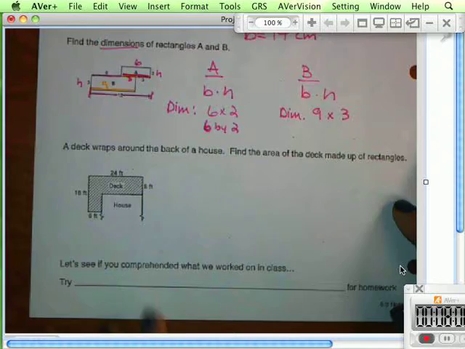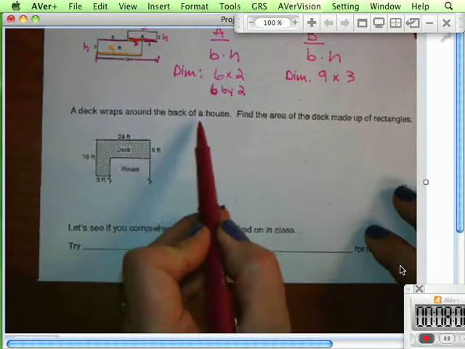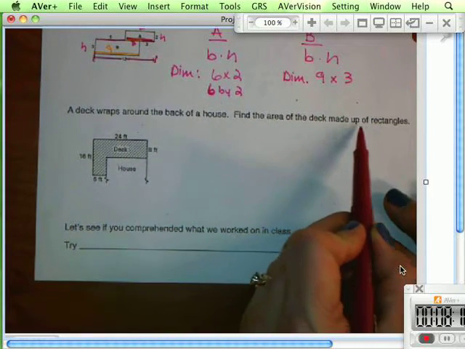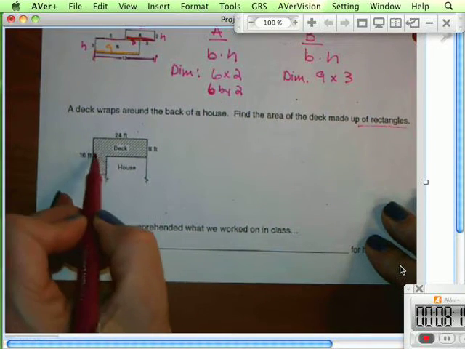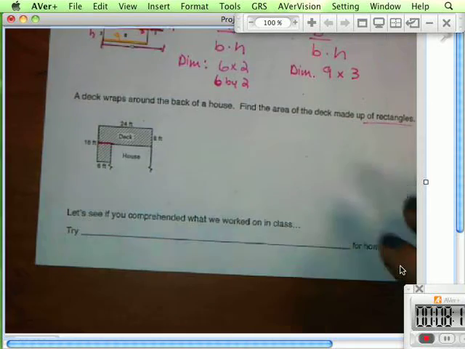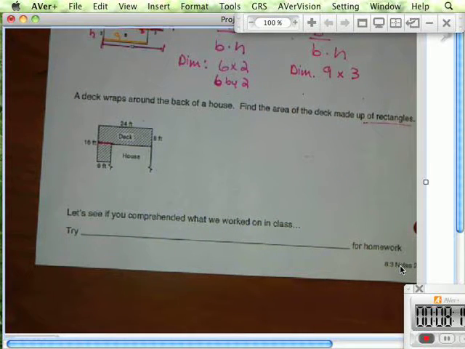Okay, so now let's look at this one. A deck wraps around the back of the house. Find the area of the deck made up of rectangles. Now you look at that and you're like, I can't find the area. But if you break it into 2 rectangles, you can find the area, can't you? You find the area of one, you add it to the area of the other, and you put them together and you have total area.